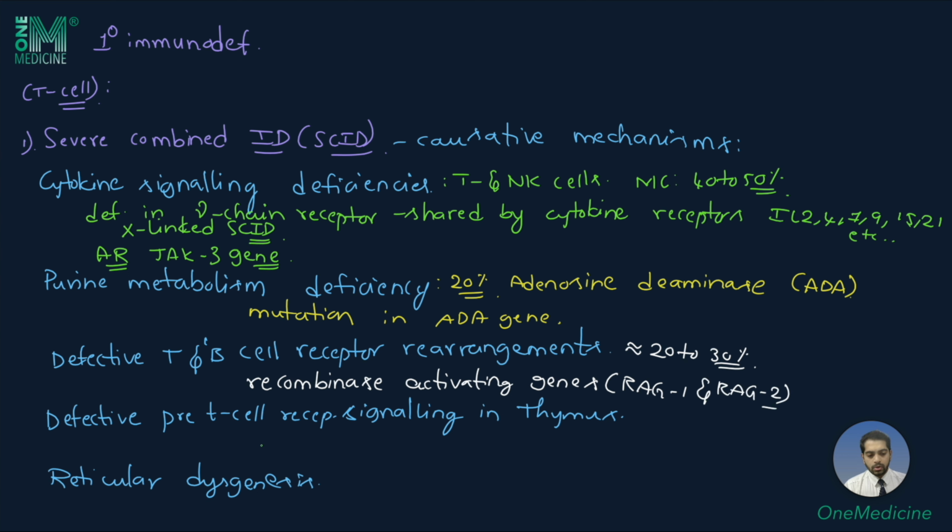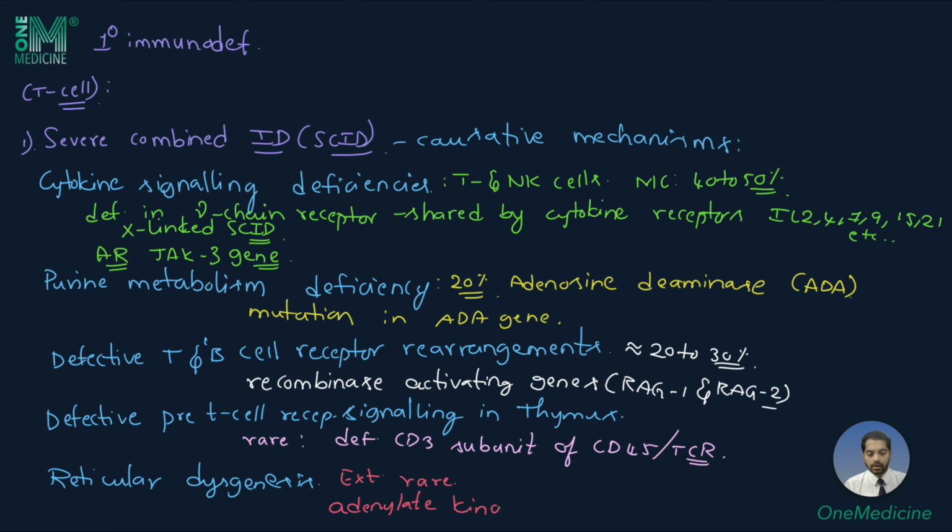Defective pre-T cell receptor signaling usually is a rare disease which involves deficiency or defect in CD3 subunit of CD45 or T cell receptors. Reticular dysgenesis is extremely rare and involves deficiency of adenylate kinase 2. The treatment in severe combined immunodeficiency is curative with hematopoietic stem cell transplantation.